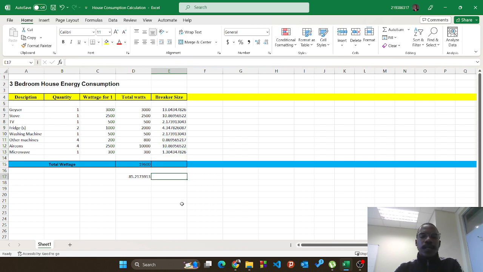So that's the basic thing about energy consumption for particular houses.